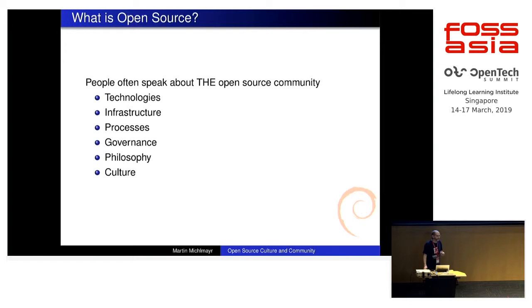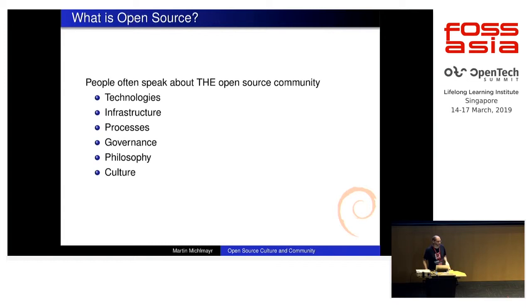Even though nowadays with GitHub, I think a lot of projects are using the same sort of infrastructure and processes. But if you look at some of the large open source projects, they have their own infrastructure. They have different bug tracking systems or just different ways of doing things.